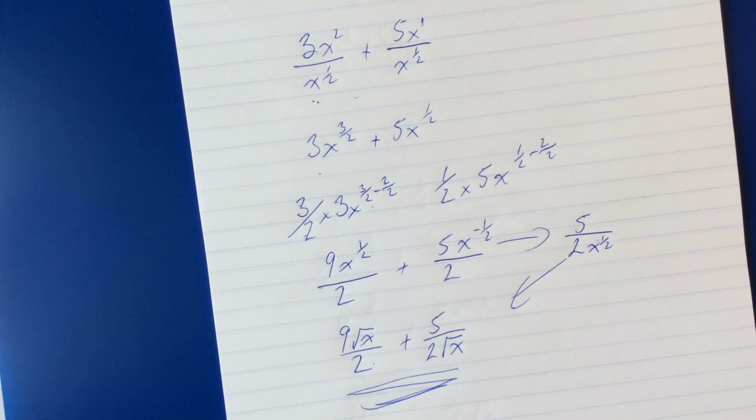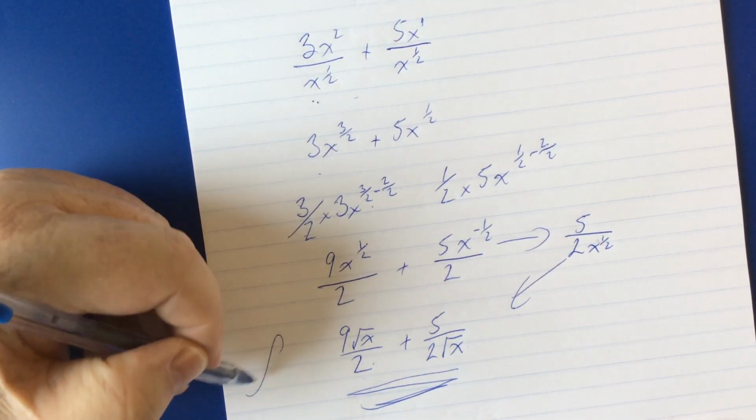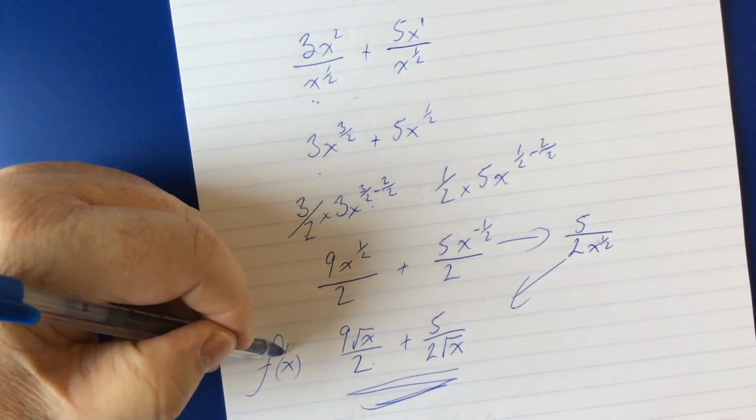And that is how you differentiate something with a surd as a denominator and how you put it back into surd form from index form. And so this is f prime x.